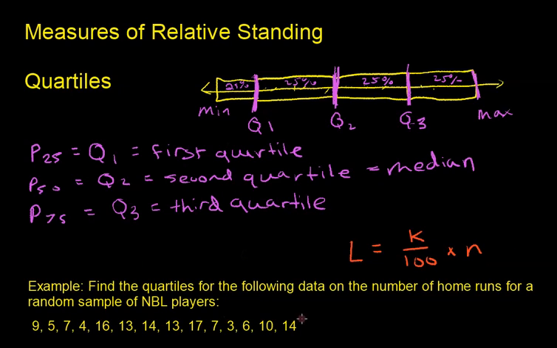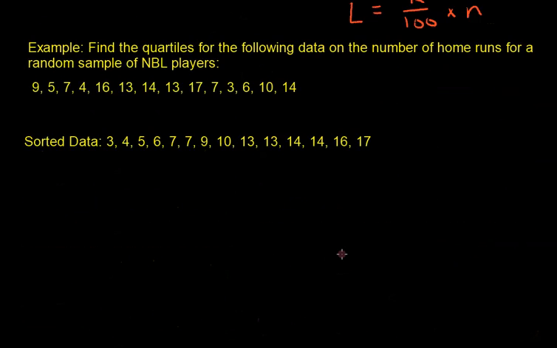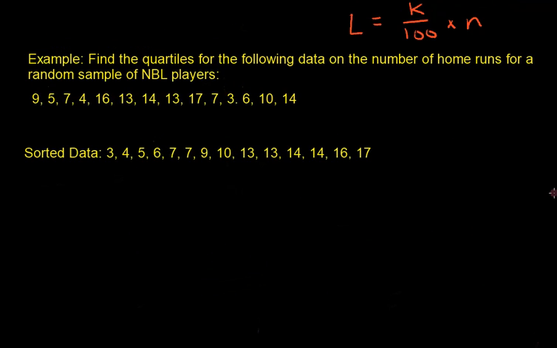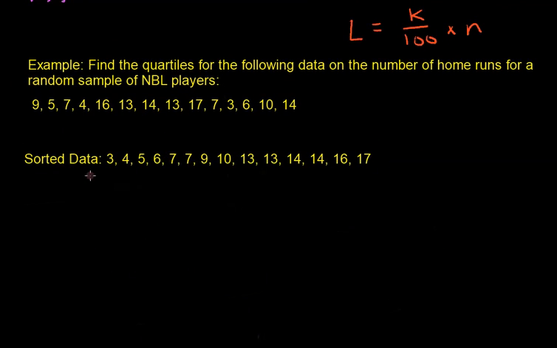Looks like we have 14 data points here. If you count them up, there should be 14 numbers here. So N is going to be 14. And L will be the location of the percentile, but first you need to sort the data, right? The location in the sorted data. So let's first sort the data. I've already done that here.